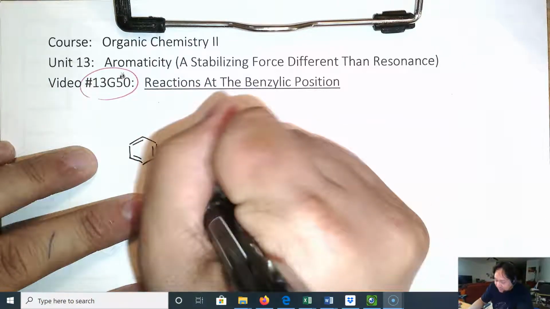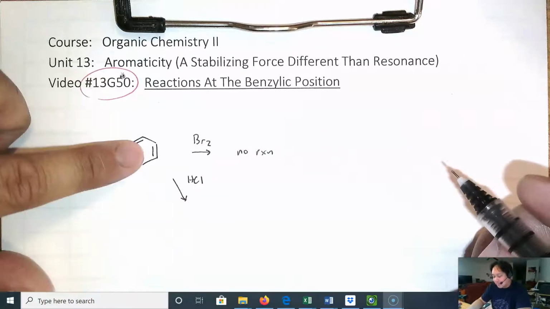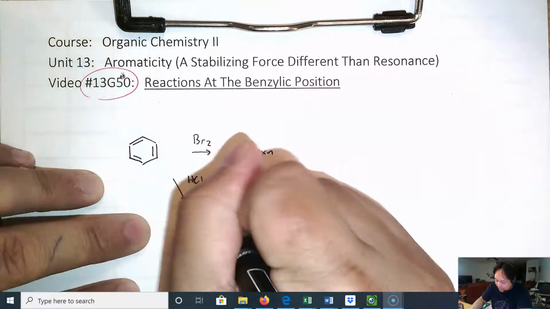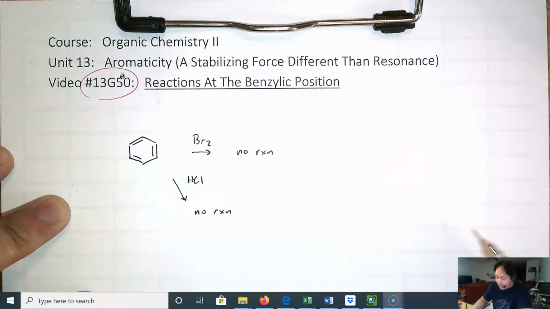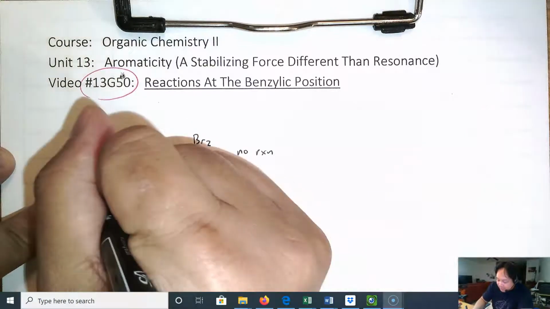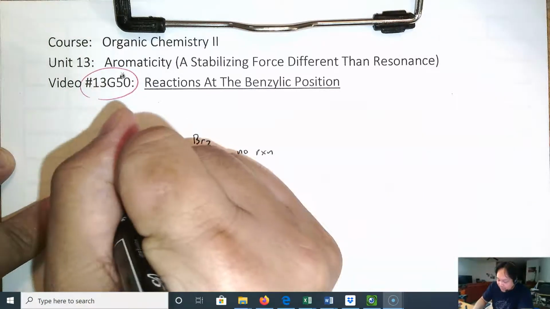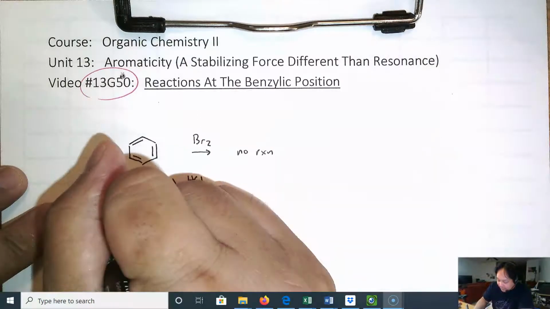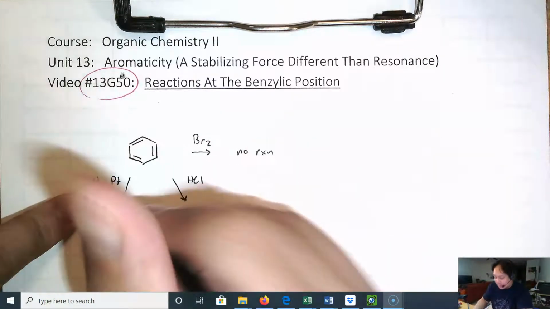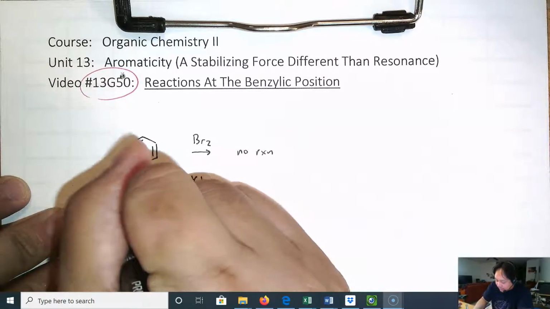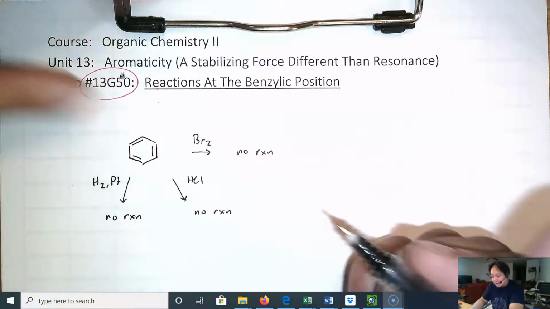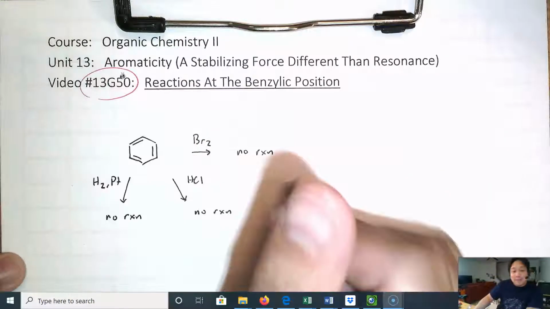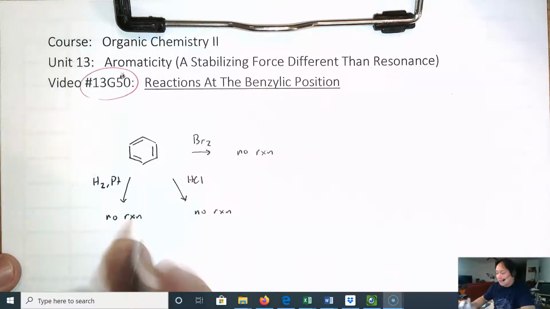We could do HCl. And you might imagine, well, for a double bond, you add an H and a chlorine. Here, no reaction as well. Okay, hydrogenation. Under normal conditions where you have hydrogen and platinum, you can't hydrogenate benzene rings. You have to use a lot of pressure or high temperatures. But under ambient conditions where normally a single double bond will react, when you have something that's aromatic, inert, no reaction.